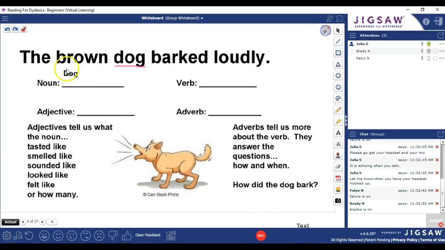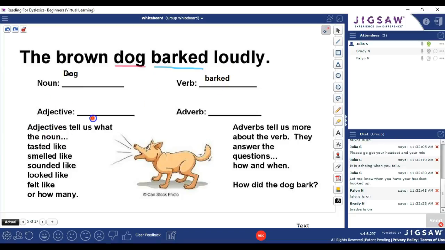There we go. So, dog is the noun. What's the verb in this sentence? What is that dog doing? Barking. Very good. He's barking. So, barked is our verb. Okay. So, we have the brown dog barked loudly. We know that this is about a dog and that the dog is barking.